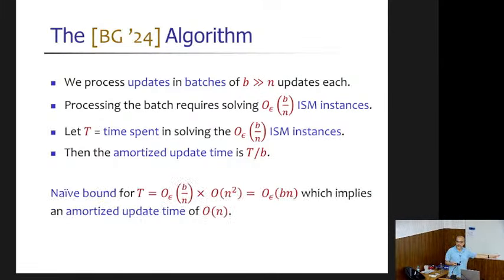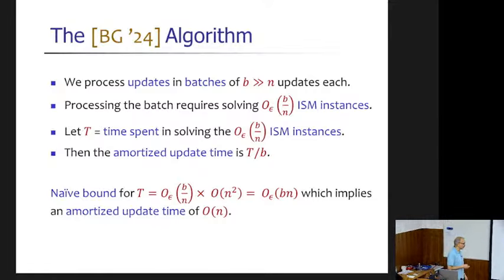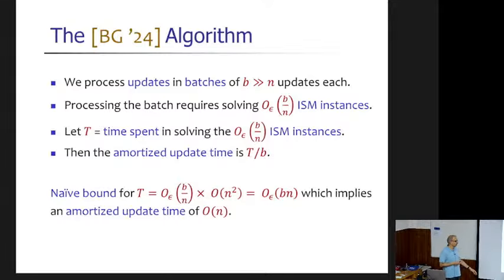So here is the naive bound that you can use as a reference, and then I'll show you how they improve upon that. So what's the naive bound? Every ISM instance takes n squared time to solve. So you solve B over n instances, total time spent is B times n. Divided by B to amortize, you get order n update time. Not surprising, that's exactly what we would expect to get if you are doing the naive analysis.